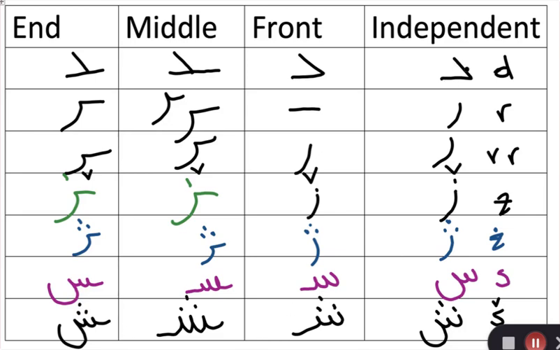So there's your dal, ra, which doesn't have a front form because if it's in the beginning, it's always going to be the double ra, the trilled R, the za, which is the Z sound, je, seen, and sheen.